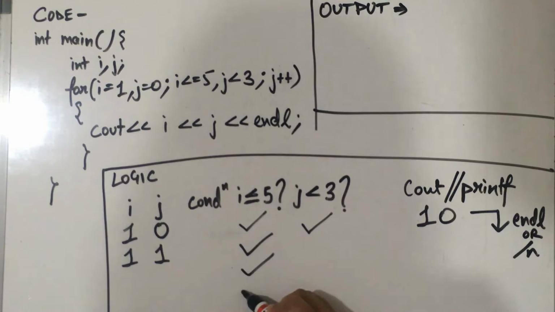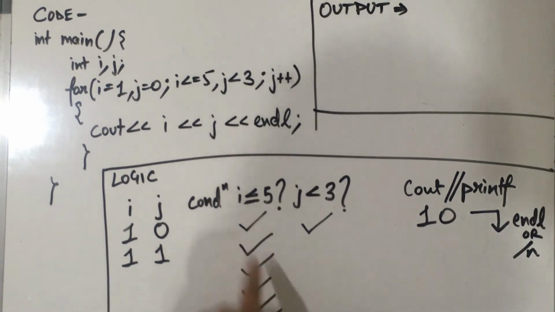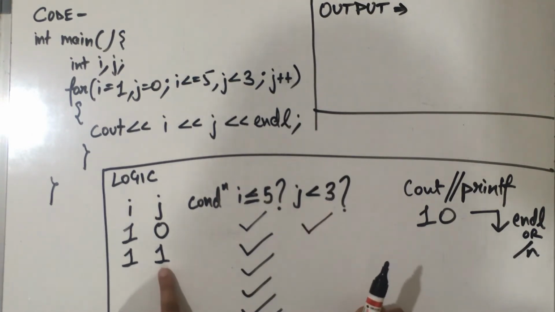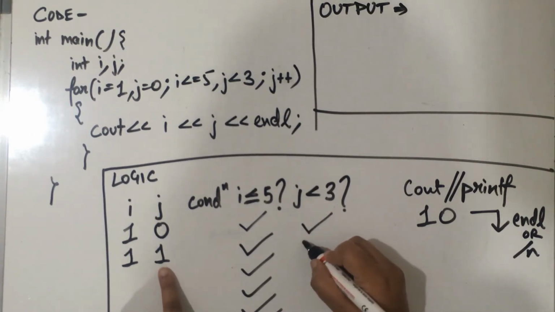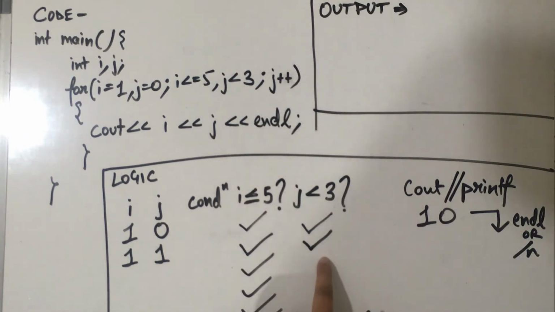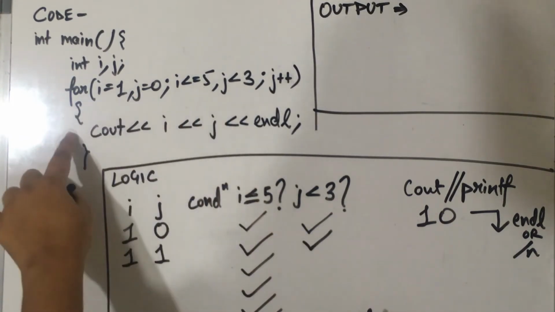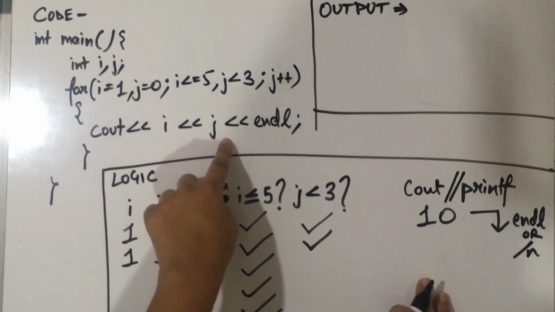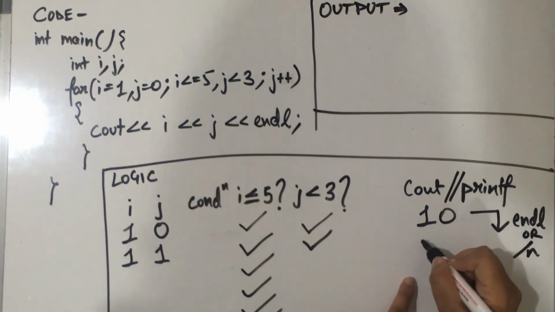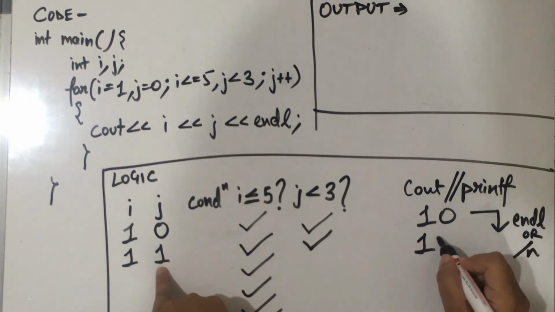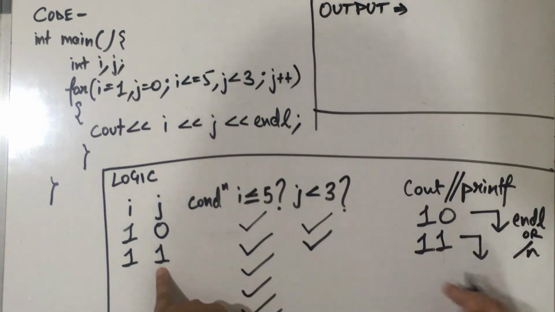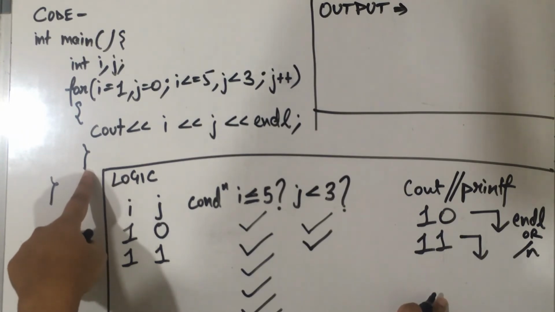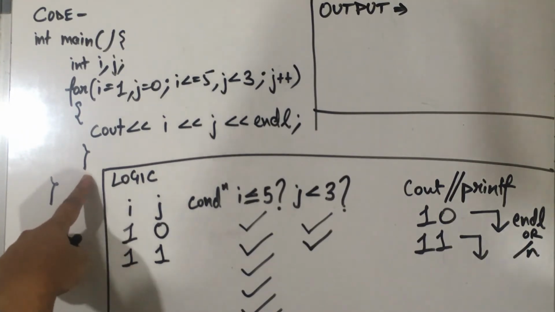So this is going to be true no matter what. Then we check: is j less than 3? Is 1 less than 3? Yes, it is, so I'll put a tick mark here. This means that we can go inside now. From here, we go inside the for loop. Again cout or printf i, j and endl. So i is going to stay 1 and j is 1. Again, I'll go to the next line. We came to the end of the for loop for the second iteration as well.